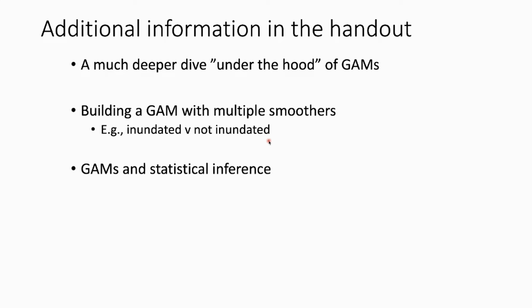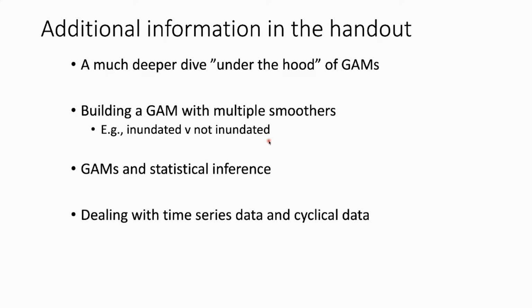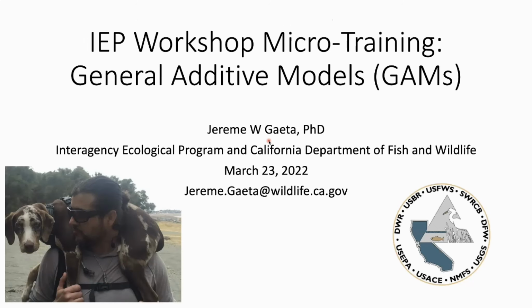I also show you the other way you can have statistical inference using GAMs. And I go into how to analyze time series data, which a lot of what we do is time series data and cyclical data. And I also have a number of references that you can cite and give you additional information, including what uncertainty you should use around your prediction. With that, thank you for your time, and I'll happily take any questions you may have.